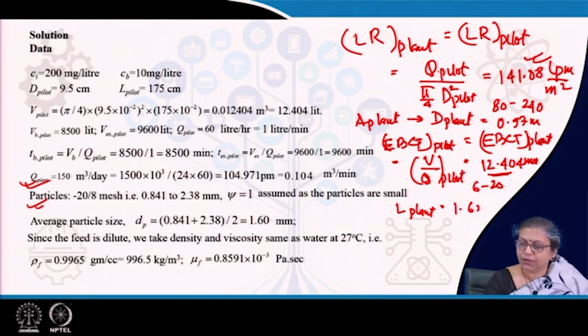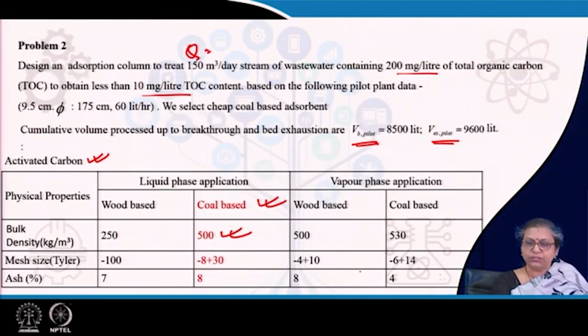L plant is actually 1.6 meters. Now, this is slightly less. As I had said, for vertical columns we would like to have 1 to 2 meters, right. So, sorry, the L plant by D plant should be between 3 to 5. Anyhow, let us proceed, and then we might change. From there we find out the V plant, and then we would like to find out the fraction utilized of the adsorbent bed. So, for that we would need to have the data which I have already shown you.